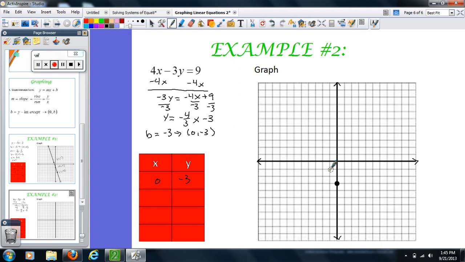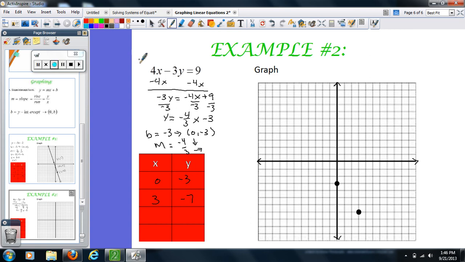And now let's use our slope. So I'm going to go down 4, 1, 2, 3, 4, right 3, 1, 2, 3. Puts me right there. And I get that because my slope is negative 4/3, which means down 4 and right 3. And that is going to be the point 3, negative 7. Now I want to show you something too. We're going down 4, so just subtract 4 from negative 3. Negative 3 and negative 4 is negative 7. 0 plus 3 is 3. I don't know if you noticed that.